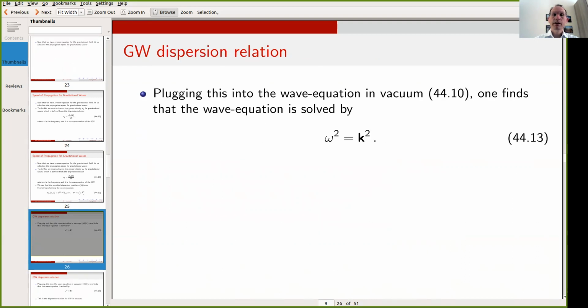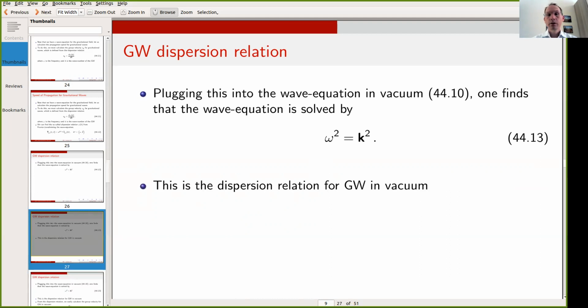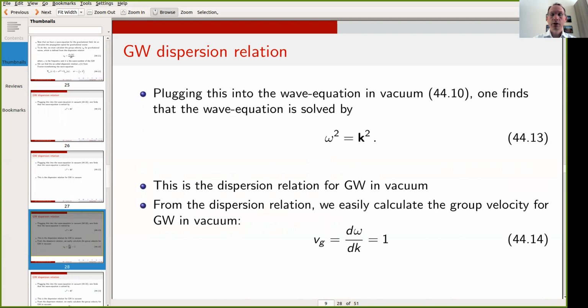Plugging this into the wave equation, we find that the wave equation has a solution. The solution relates the frequency and the wave number of the gravitational wave. And this is nothing else but the dispersion relation that we were looking for. Using this dispersion relation, omega is equal to the absolute value of k for a gravitational wave in vacuum. That in turn can be used to calculate the group velocity for the gravitational wave in vacuum. It's just the derivative of omega with respect to k, which is just 1.